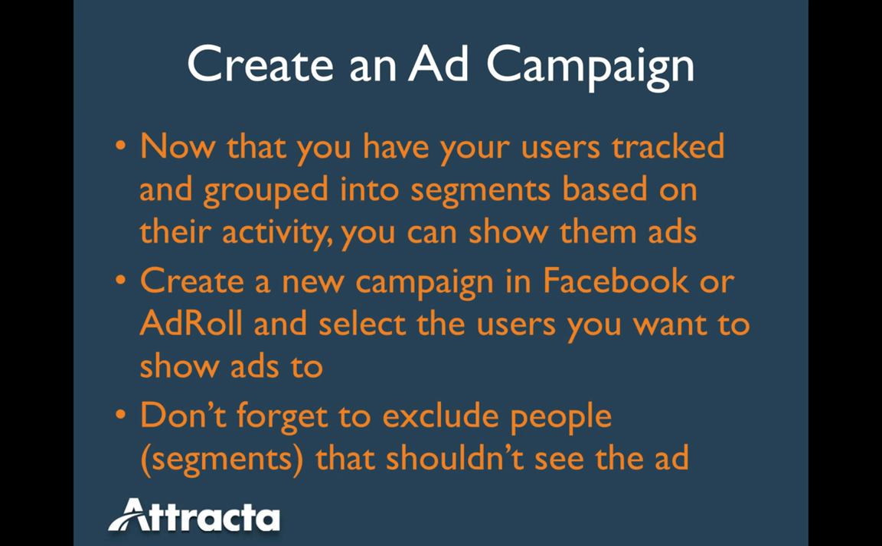All right. So, how do you create an ad campaign? Now that you have all your users tracked and grouped into segments based upon their activity, now you can show them ads. So this is the fun stuff right here. Create a new campaign in Facebook or AdRoll, and then select the users that you want to show ads to. Now, whatever you do, don't forget to exclude people or the segments that shouldn't see the ad. So maybe this is the people who got all the way to the thank you page, and they're the people that purchased something. Well, obviously these people would not need some sort of comeback discount to come back to your site. So just make sure that you leave them out of the retargeting campaign.